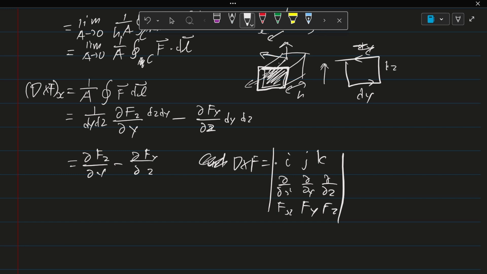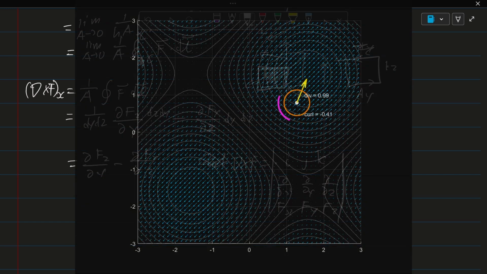So let's look back into the simulation and see this magenta arc, in which it is spinning depending on the curl. If it is spinning faster, it means that it has a higher curl, while if it doesn't spin, it means that it doesn't have any curl.